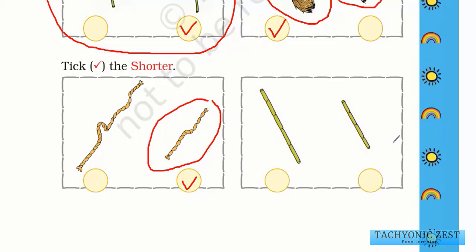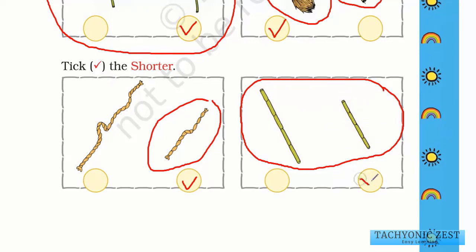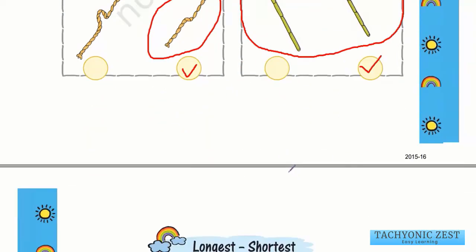Now again here we have to take the shorter object. So out of these two objects, students, can you tell me which one is the shorter object? Yeah, correct, we can see and tell that this one is the shorter object. So we will take this one and this one is the longer object. So that is not the answer.